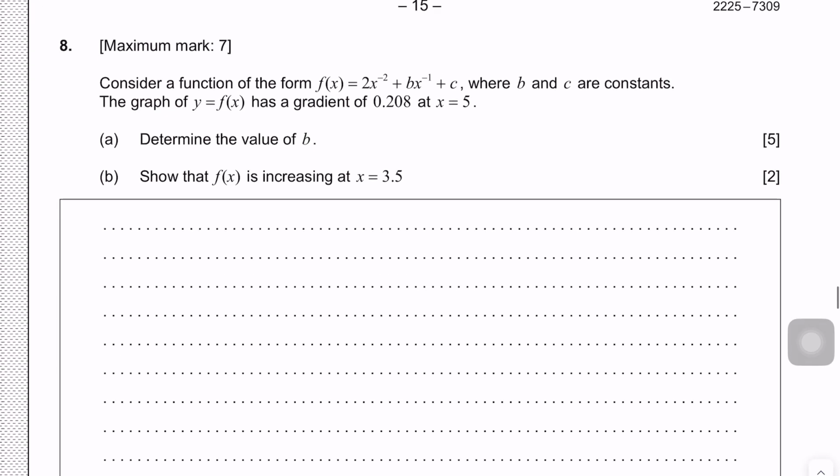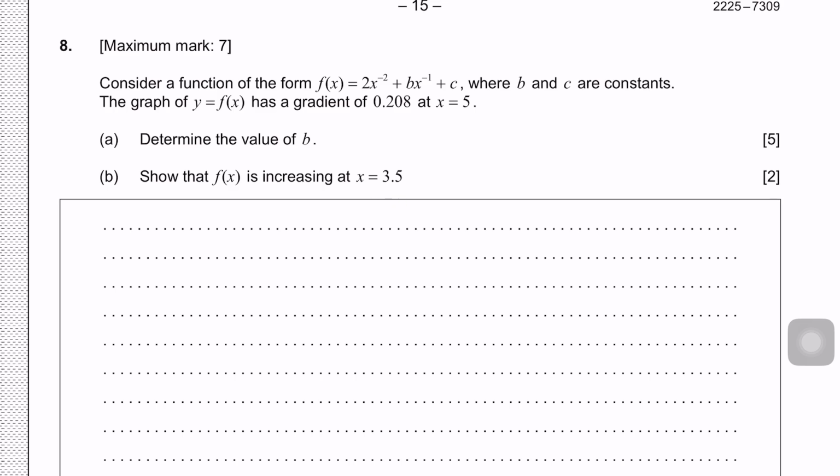Okay, here we are, part 8. Consider a function of the form f of x is equal to 2x to the negative 2 plus bx to the negative 1 plus c, where b and c are constants. The graph of y equals f of x has a gradient of 0.208 at x is equal to 5. Determine the value of b, and then part b asks us to show that f of x is increasing at x is equal to 3.5.